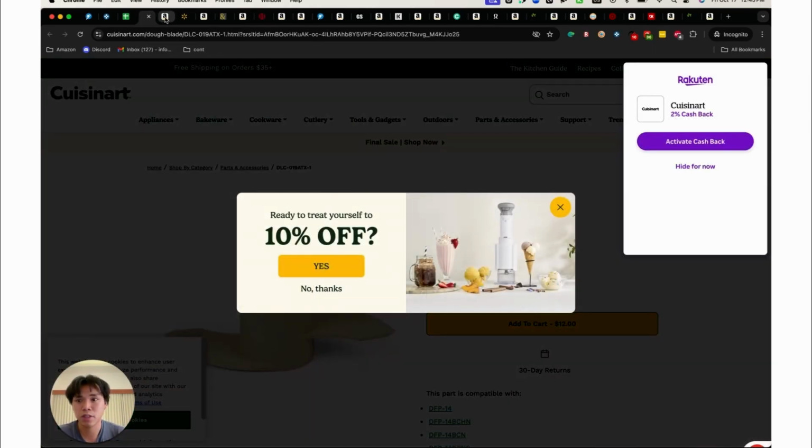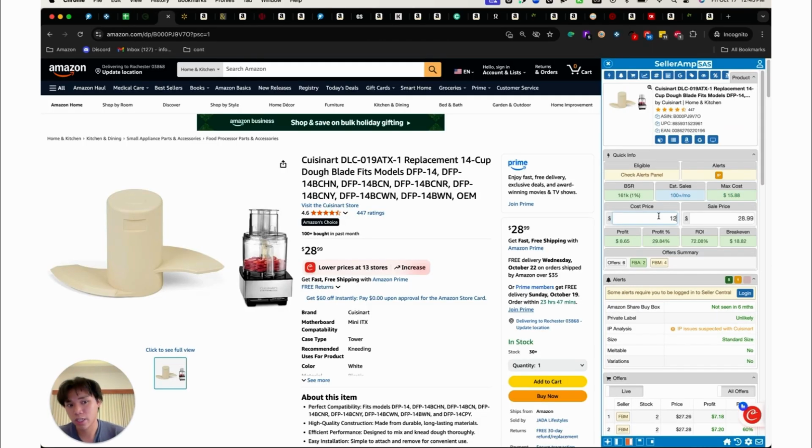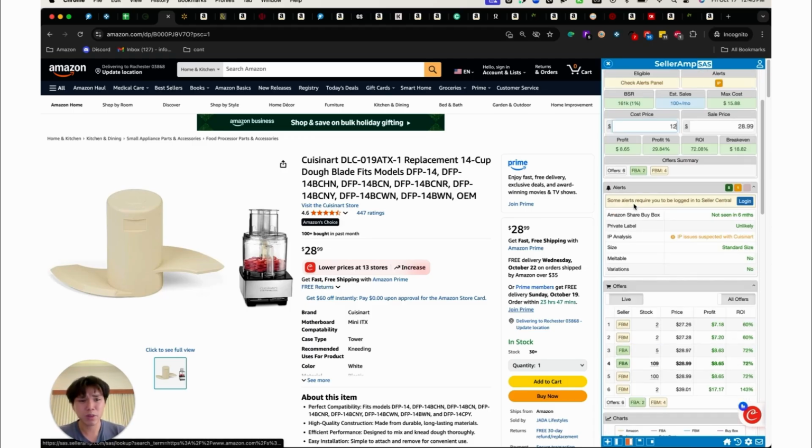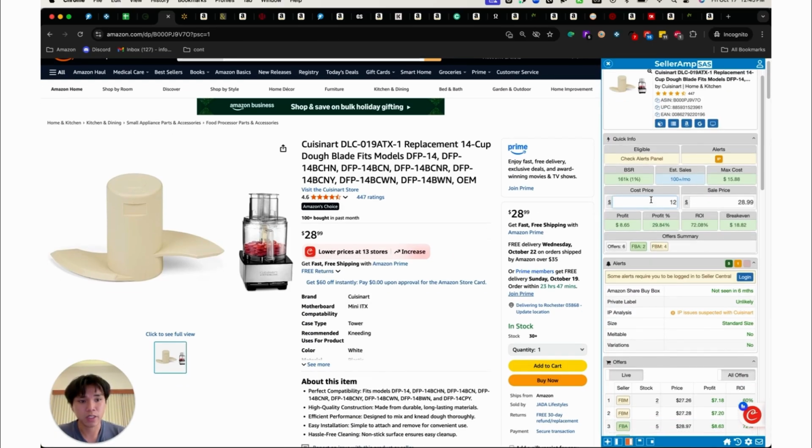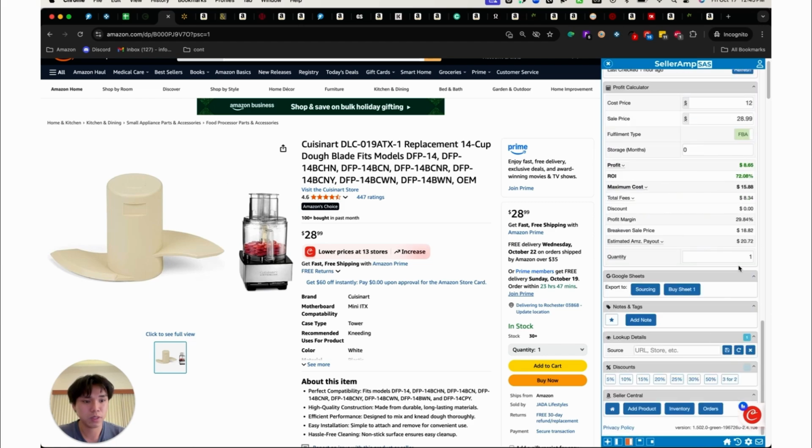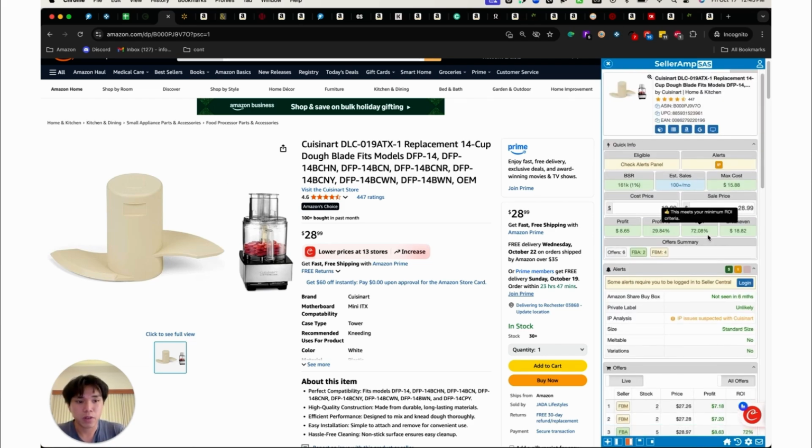$12, maybe 10% off. Plug that in. Okay, so this is actually profitable, 72% ROI. So this is probably something I would want to test out, actually. I think like 20 of these a month. Let's just put in 10 because it is very profitable, 72% ROI.